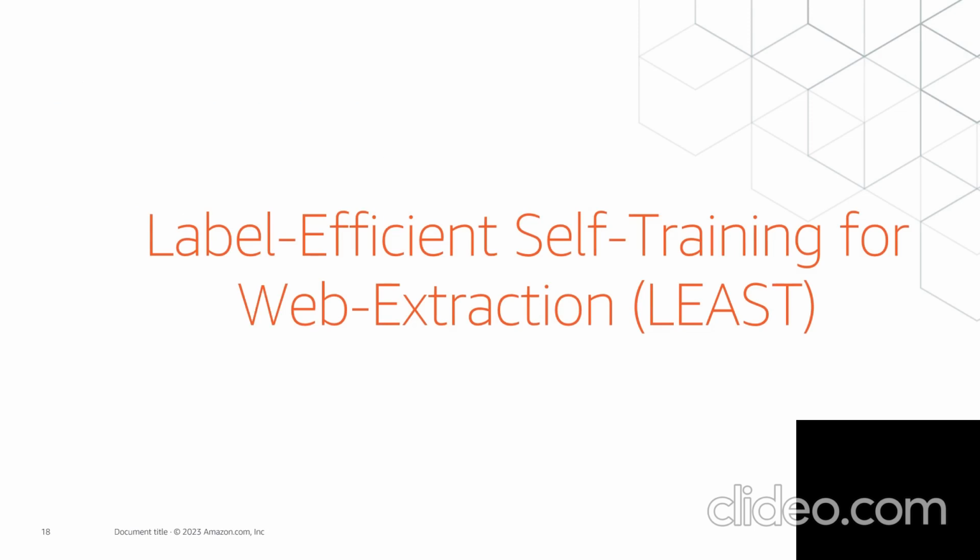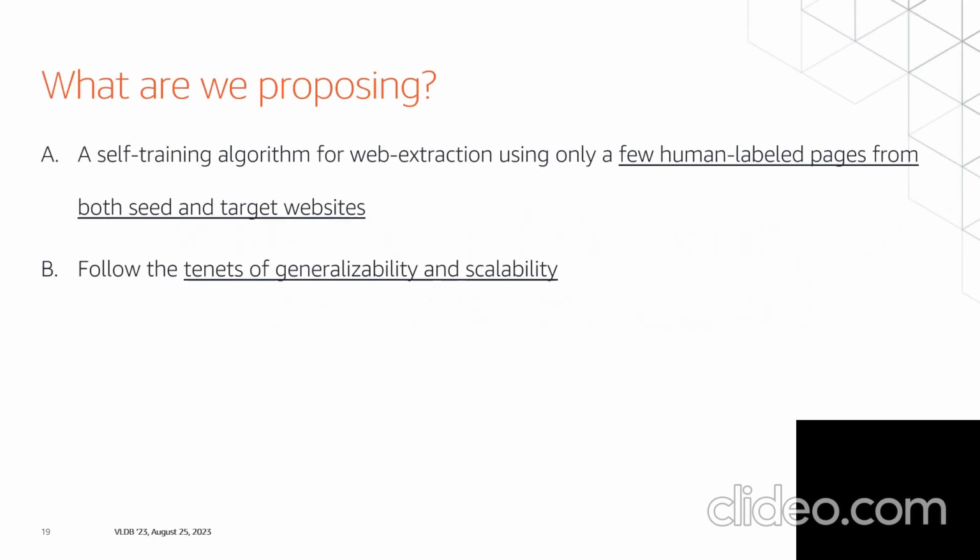So with these tenets in mind, we introduce our current work, which is called Label Efficient Self-Training for Web Extraction, or as we call it in short, LEST. So what are we proposing in this work? What we are essentially proposing is a self-training algorithm, a generalizable self-training algorithm that can be used for web extraction, that only leverages a few human label pages from both seed and target websites to train a model. We will show that it does follow the tenets of generalizability and scalability.